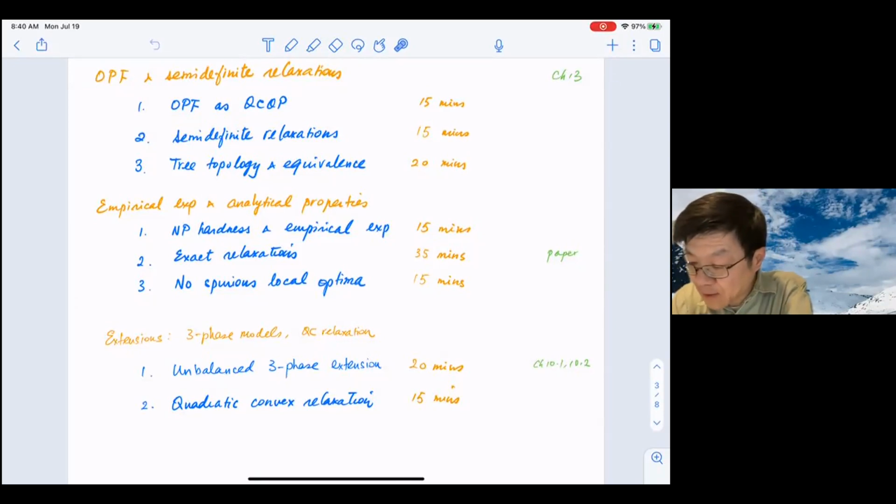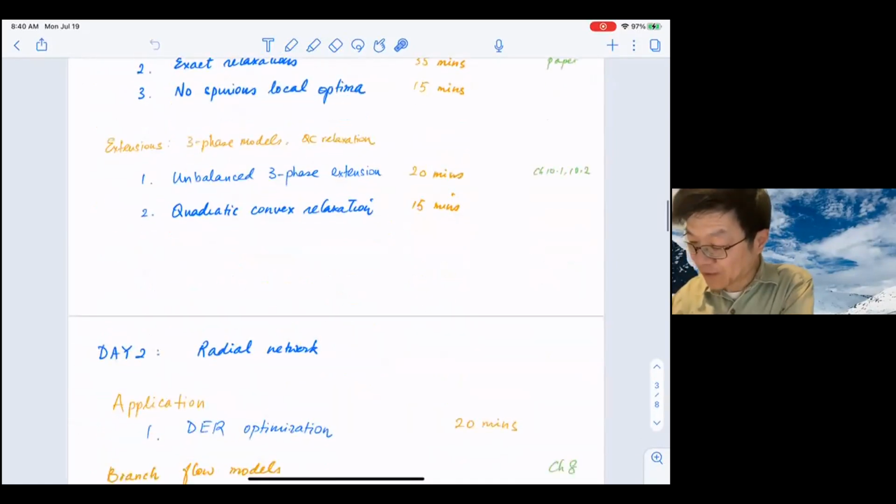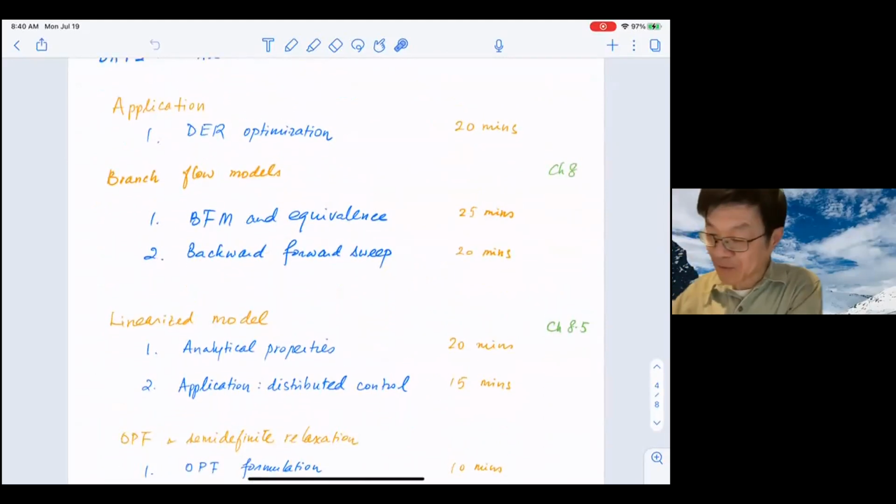And the last block looks very briefly at some extensions, and there are 2 main topics. One is that the models, OPF relaxations, and also those analytical properties, turn out to all be extended to unbalanced 3-phase systems. And the second topic is another convex relaxation proposed by Pascal Van Hentenryck, actually while he was in Australia, associated with Melbourne University and NICTA. So hopefully we will have time to cover all of them.